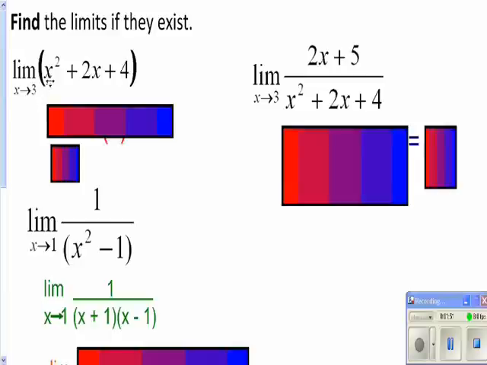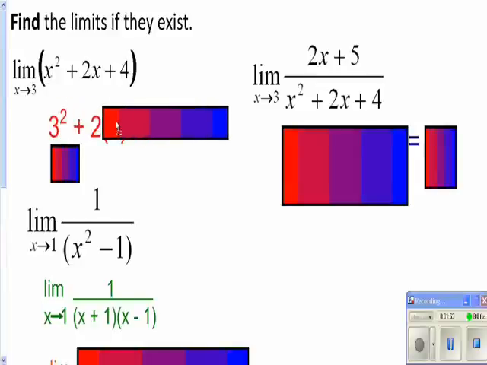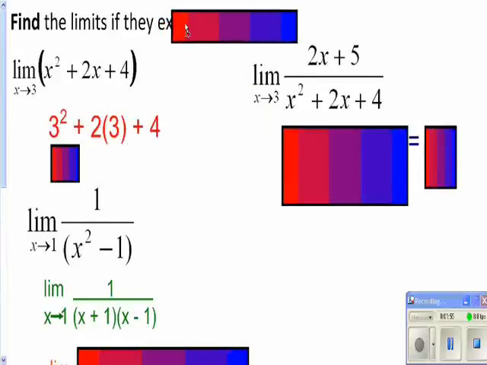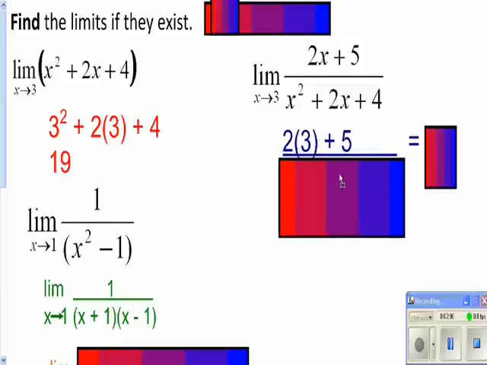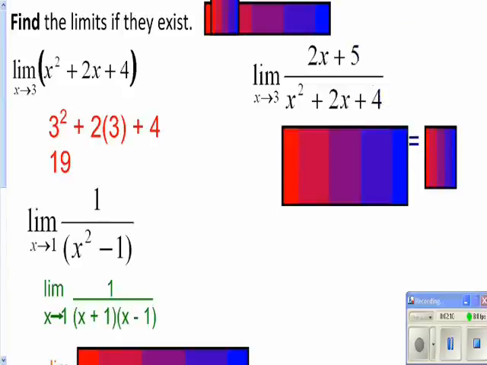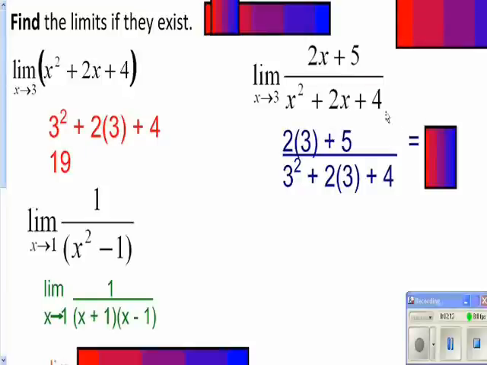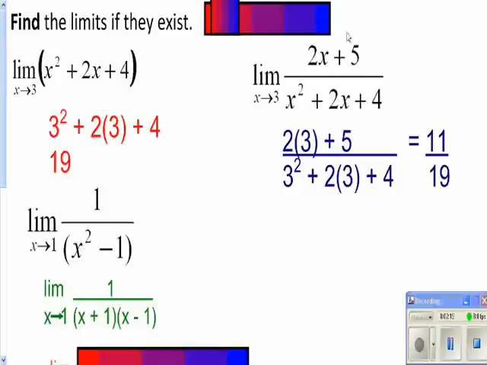So here's 3. Plug it in, 3 squared plus 2 times 3 plus 4, and we get our answer. Same idea on the one on the right. Just try plugging it in. 2 times 3 plus 5, 3 squared plus 2 plus 4. Plug it in, you get your answers. Well, you want to do that for all of them as your first step.